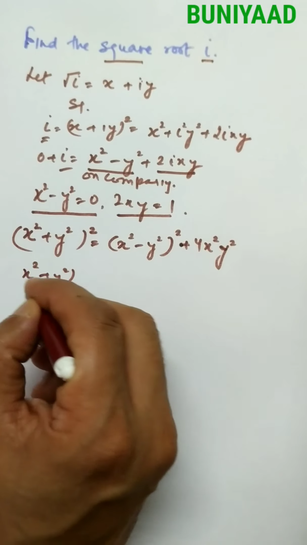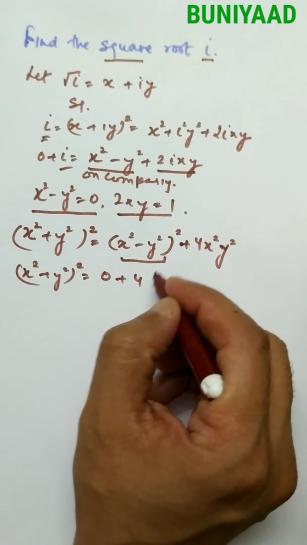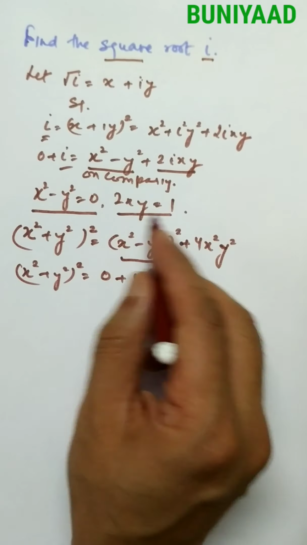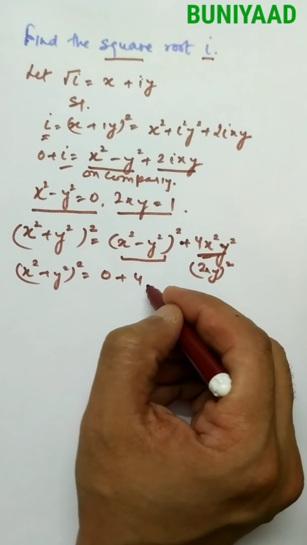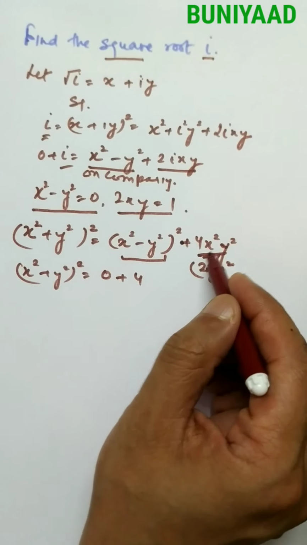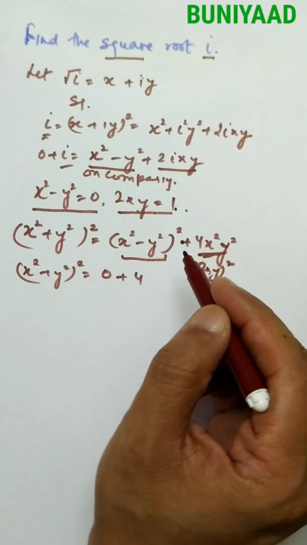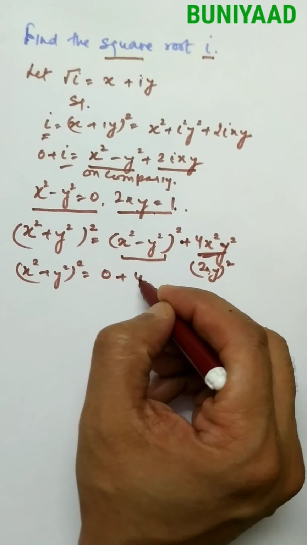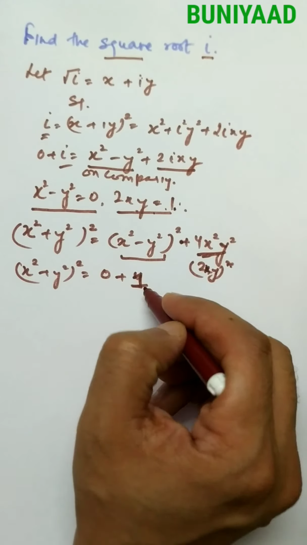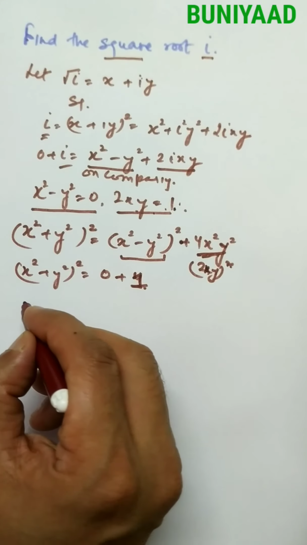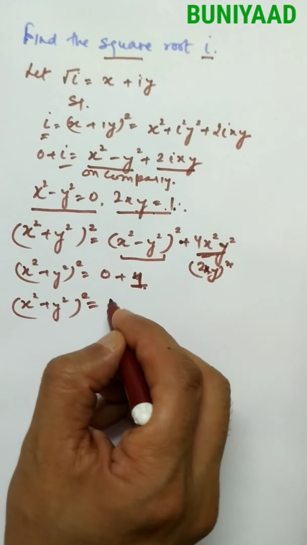So (x square plus y square) whole square equals to, what is the value of x square minus y square? This is 0, plus 4 x square y square, which you can say is (2xy) whole square. What is that? This is again 1. So 2xy is 1, and this becomes 1. So (x square plus y square) whole square is 1 now.